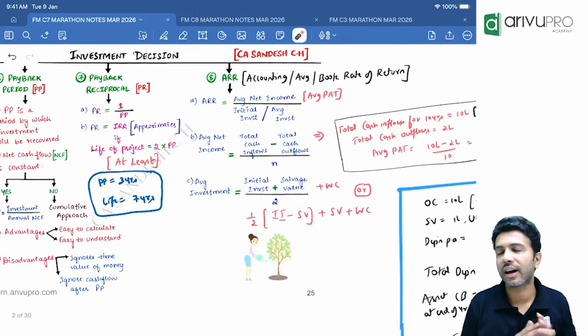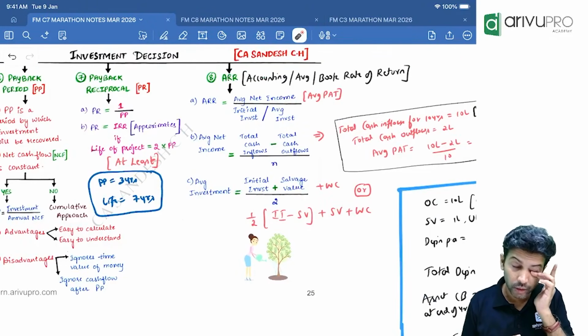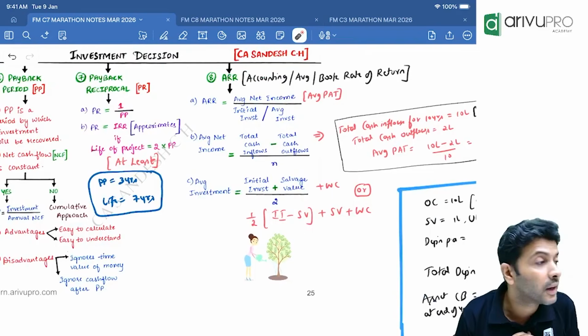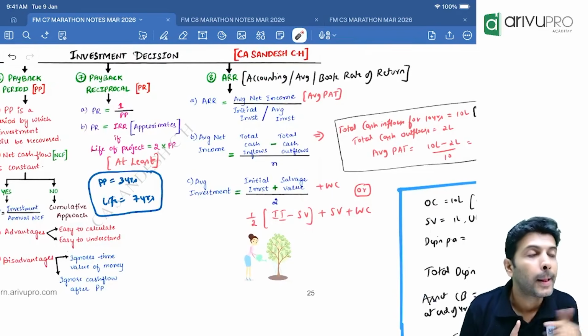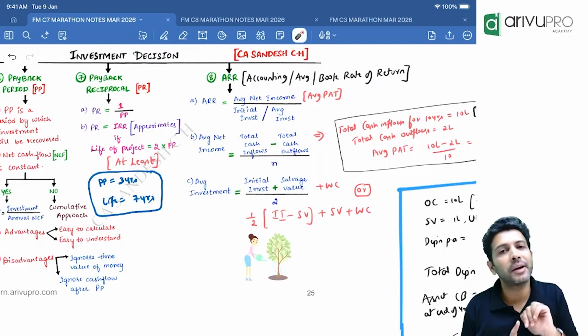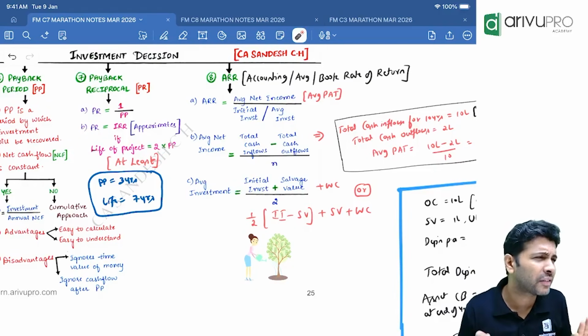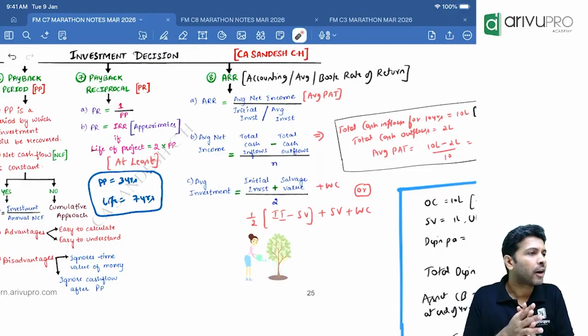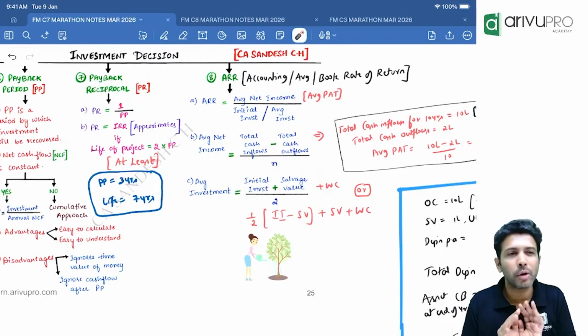Okay, next is ARR. Average rate of return, accounting rate of return, or book value rate of return. ARR is simply given by the formula average PAT divided by initial investment, or average PAT divided by average investment. How do you find average profit? Add all the years' profit divided by number of years.